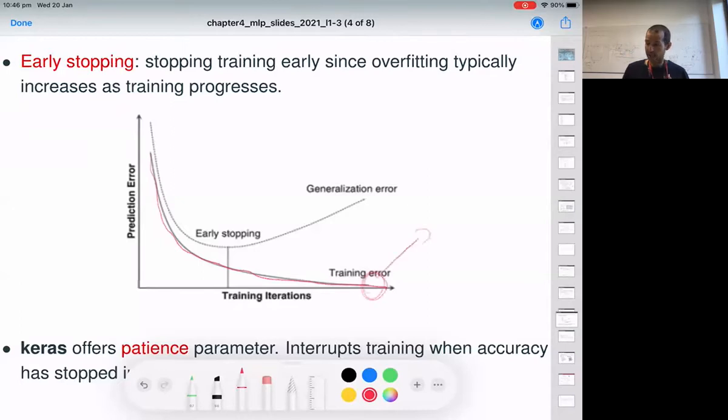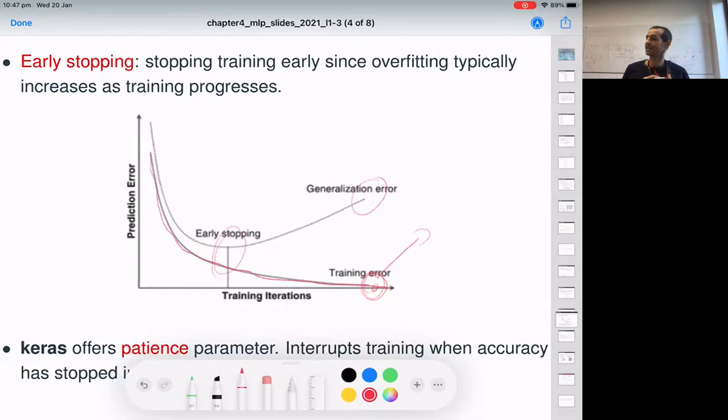You don't want to take the weight from this point. Why? Because it's very good for the training data set, but it's not good for the data you haven't seen. So when you hold out other data, the validation set, at each iteration you also evaluate the prediction error on the validation set. As soon as the validation error starts to increase while the training error keeps decreasing, you stop. That is where you want to have your result.